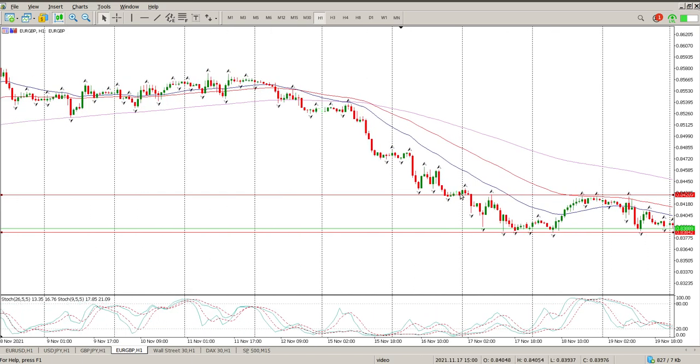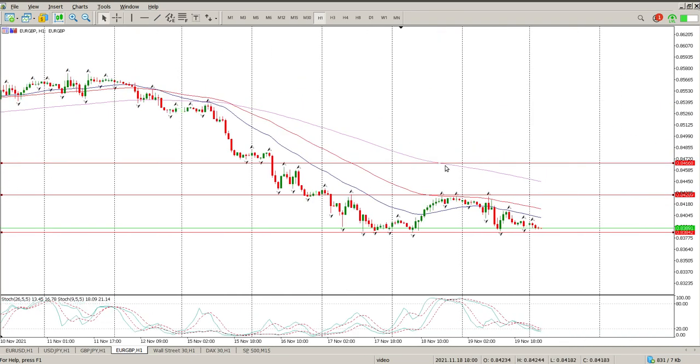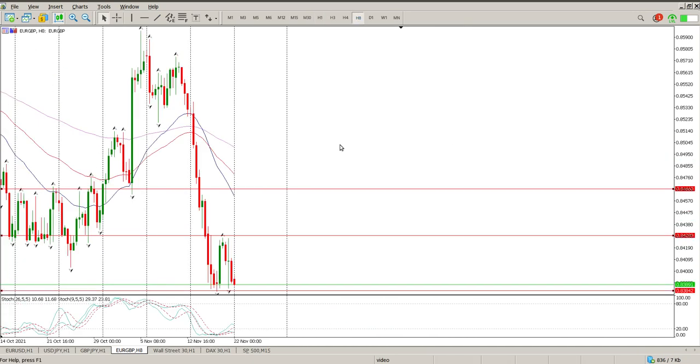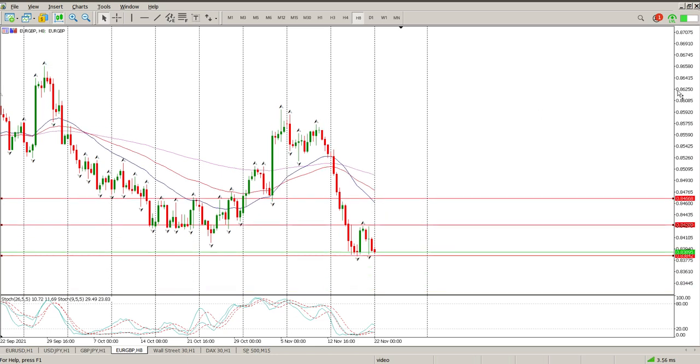0.84289 potentially gives us a move to the upside, and upside target is going to be capped in this area here of 0.84668. If I come back to the 8 hour, that would be the most logical sense to sell off again, would be up here at 0.84668. So until that happens, kind of sit on hands.